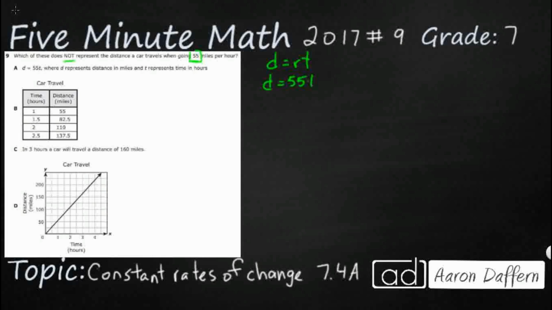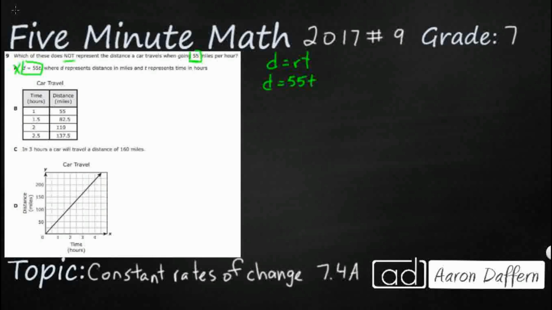So this is exactly what A is, right? A is d equals 55t. That's that d equals rt. And t is hours. Everything's labeled correctly. Remember, we're finding the one that does not work. So A actually works. That's what we're going to be using.